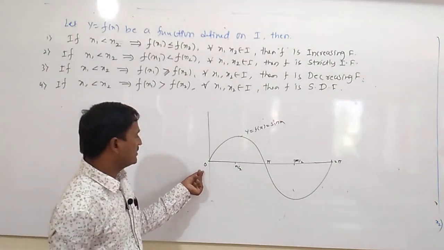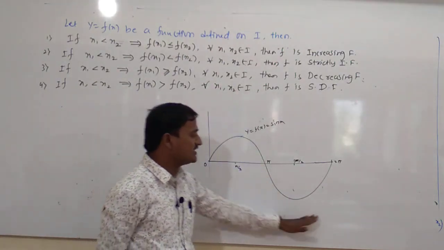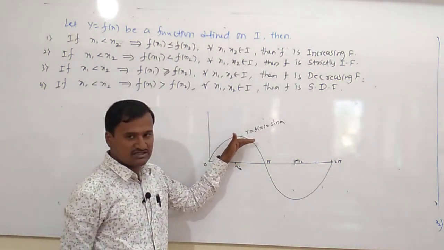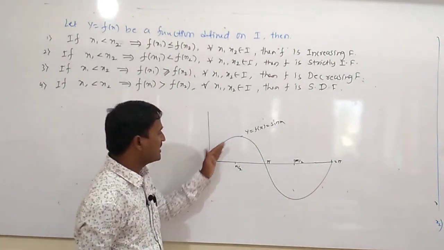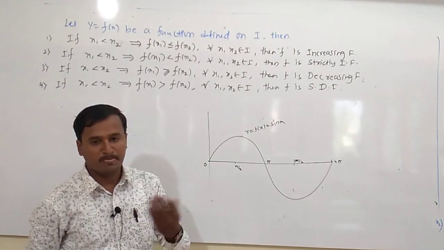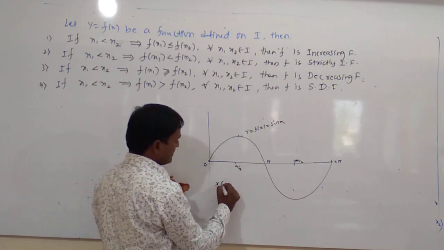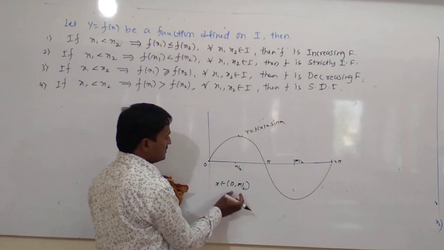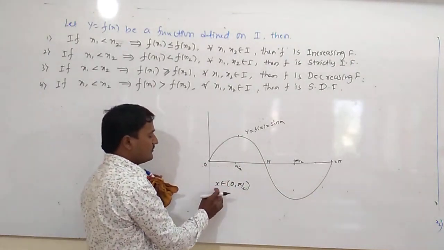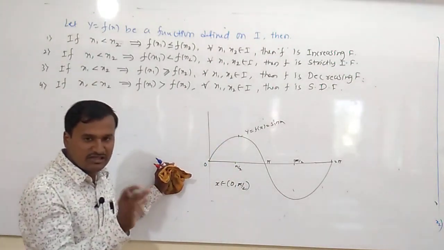Because if you take the total interval from 0 to 2 pi, the given function is increasing and decreasing, again it is increasing. So from 0 to 2 pi this function is not always increasing, not always decreasing. It means that the sign of the function is not the same. Hence it is called neither increasing function nor decreasing function. But if you take the interval x belongs to the open interval 0 to pi by 2, then the given function is increasing. So in that case we will say that the given function is increasing.